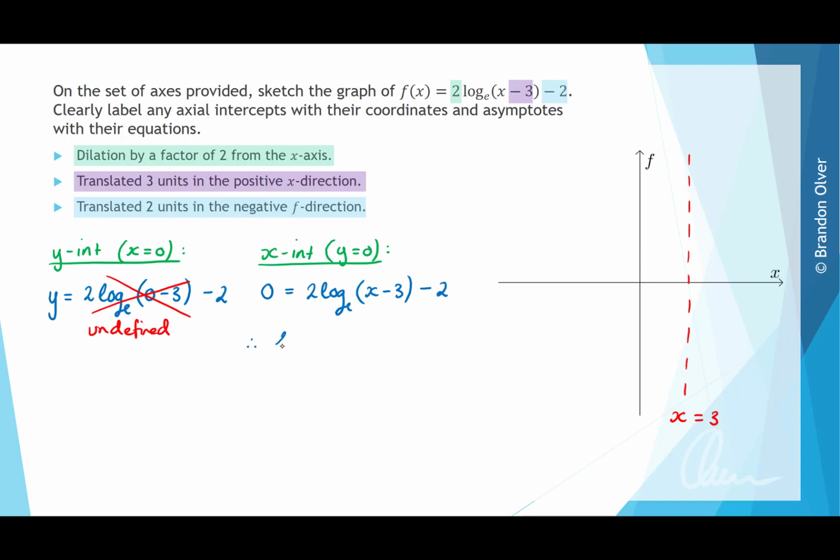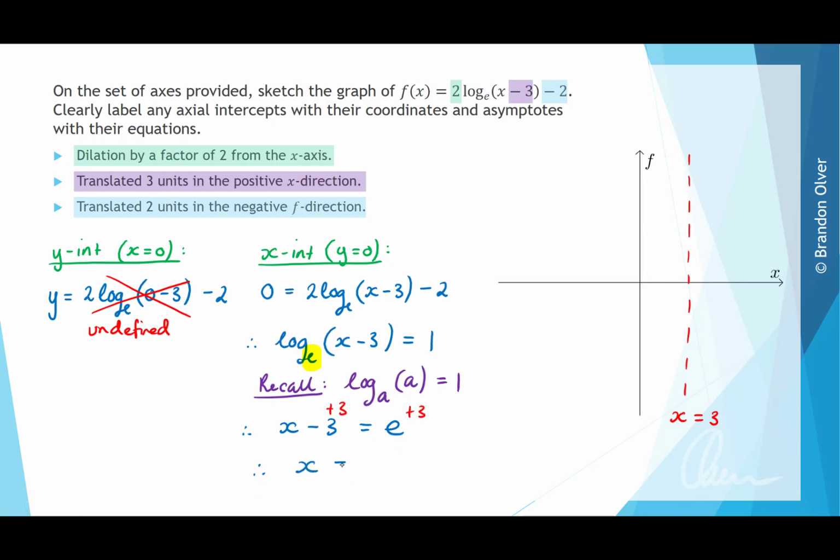Therefore, we're actually looking to solve the equation log e of (x minus 3) is equal to 1. To solve this efficiently, we need to recall that log a of a is equal to 1. As the base of this log is e, we are in fact solving x minus 3 is equal to e, which will give this equation equal to 1. If we add 3 to both sides of this equation, we now find that x is equal to e plus 3, and that's the x-intercept of the graph.